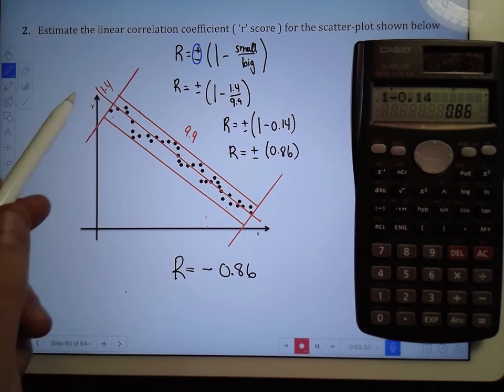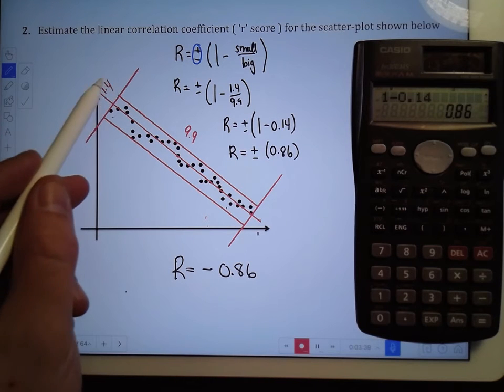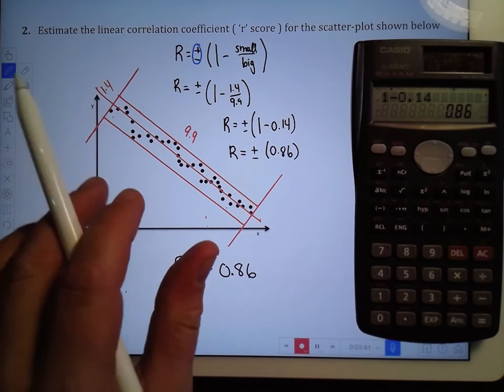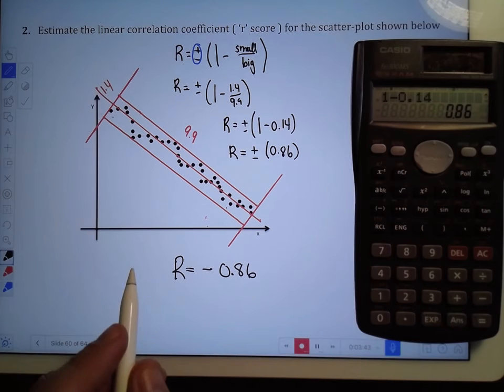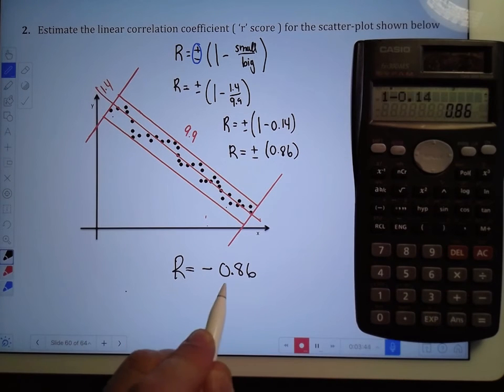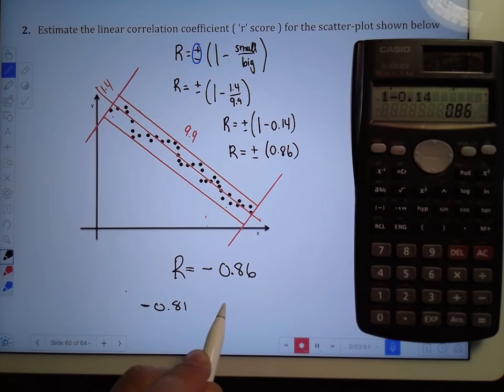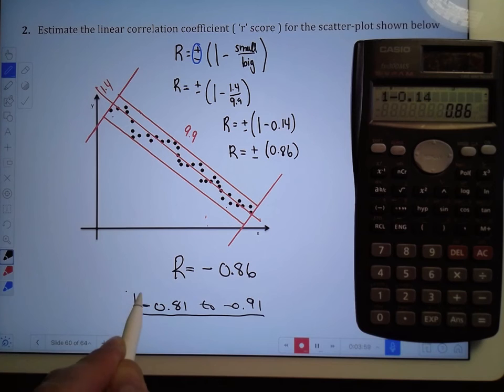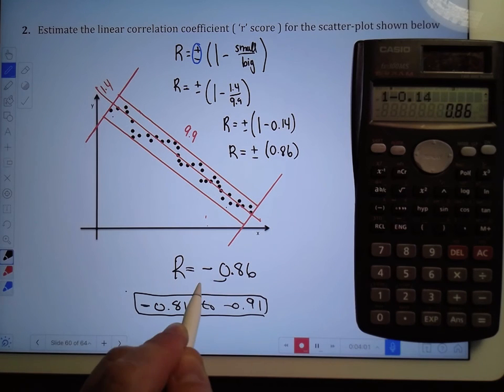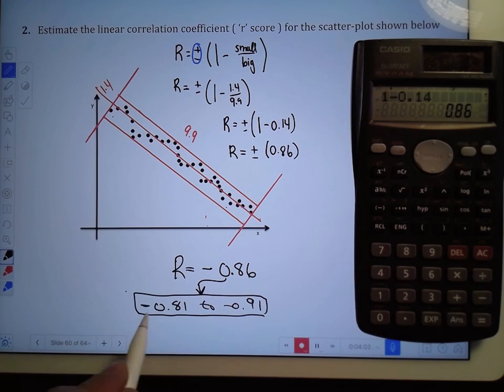0.86. Now if your measurements are a little bit off, let's say you got a 1.5 up here and a 10 there, there is a margin of error that you're allowed, and it's plus or minus 0.05. So if you came in anywhere between negative 0.81 all the way to negative 0.91, somewhere in that range, this of course is right in the middle there, but anywhere in this range, you're going to be fine on a Part B for a test.